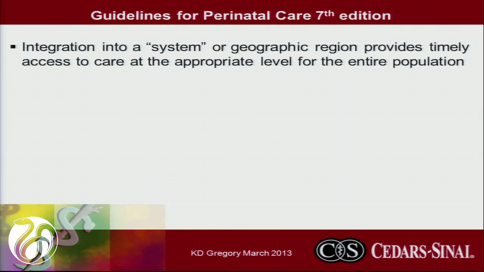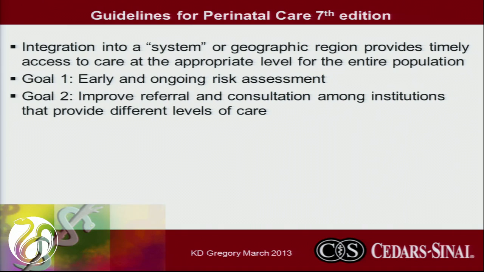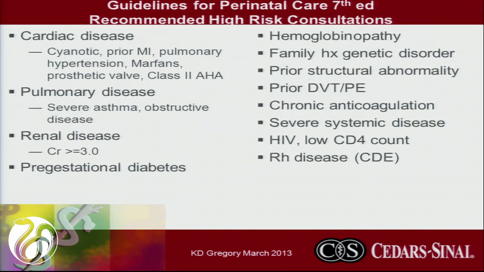for Perinatal Care, which is a joint document by the ACOG and AAP, which argues that perinatal care should be integrated into a system of geographic regions that provide timely access to care at the appropriate level for the entire population. And there are two goals, the first of which is early and ongoing risk assessment, and the second is to improve referral and consultation among institutions that provide different levels of care.